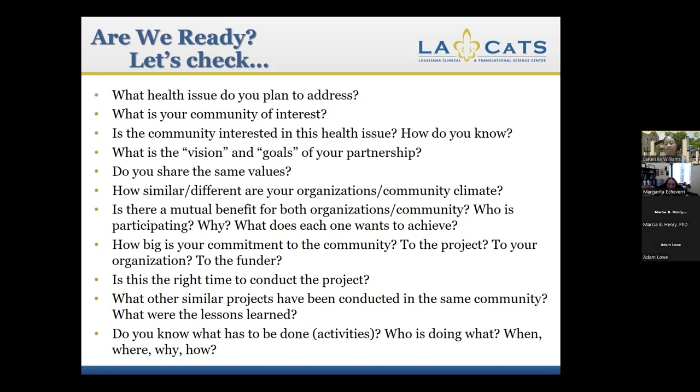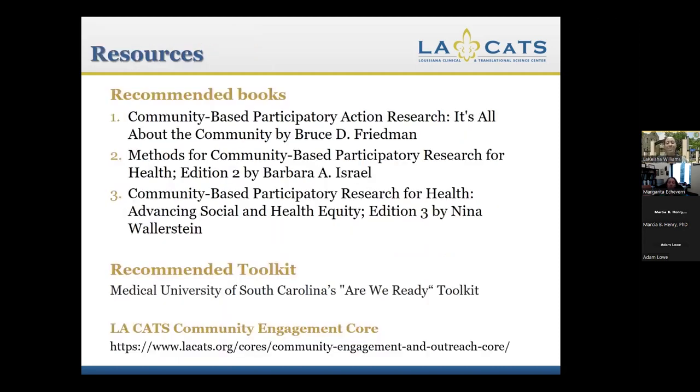What have been the lessons learned? Really being able to understand what some of those lessons learned are, but also what some of those potential gaps are. And then knowing what has to be done. Who is doing the work? When, where, why? All of those different questions are important to ask because it further solidifies that partnership. It further solidifies the common goal of both parties. It solidifies more of an understanding and helps get to the root of what we're trying to look at. And overall, both community and academic partners are able to collaboratively come together and work together.